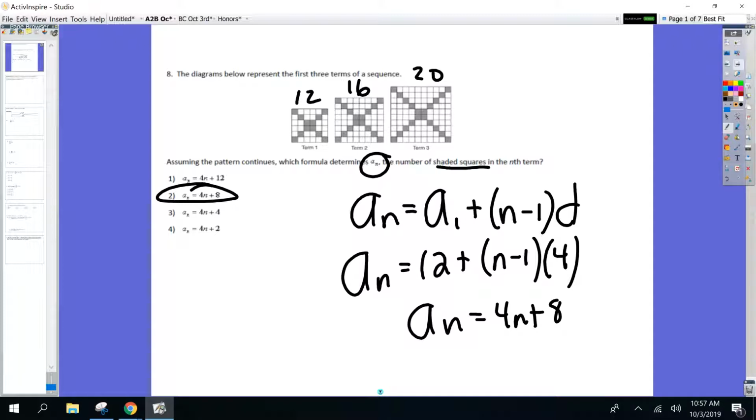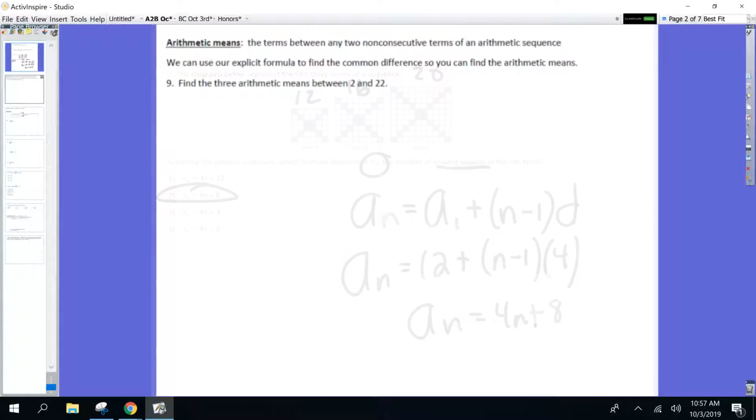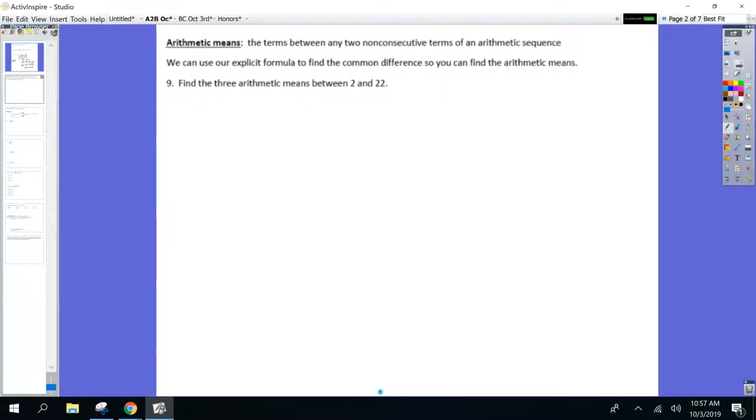And last thing we got to talk about, because it's going to come up on the assignment in a second, arithmetic means. Here's what I'm going to do with you guys. I am going to give you two numbers in an arithmetic sequence, and I want to know the numbers in between. For this example, it says find 3 arithmetic means between 2 and 22. So I have 2 with 3 numbers in between and ending at 22. I want to find those 3 numbers in between.